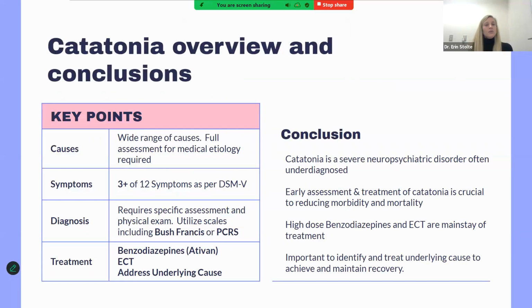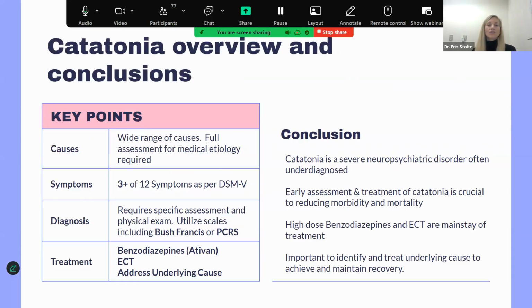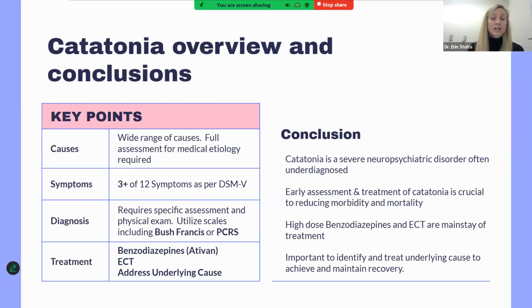So I'm just going to go through some conclusions and overview here. So in conclusion, catatonia is a severe neuropsychiatric disorder. It's often underrecognized. It can be caused by a wide range of causes and does require full assessment both for medical etiology as well as psychiatric etiology.